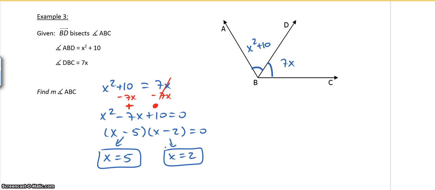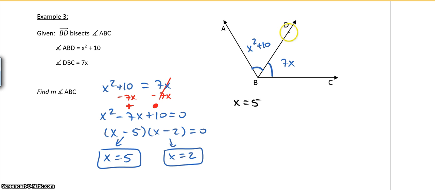Now, notice we have two solutions, so you have to test them both. Sometimes none of them work because they produce negative values in our angles. Sometimes only one of them works, and sometimes both of them work, so we always have to take the time to check them. So let's start with x equals 5.